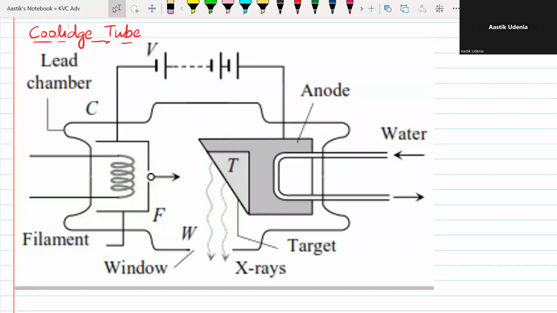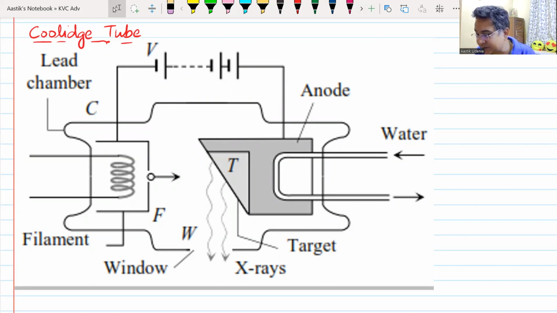Now these X-rays are produced in what we call the Coolidge tube. This is what a Coolidge tube looks like. I'll try to explain what the Coolidge tube is. You draw it patiently so that you understand. No one is going to ask you the diagram, but it's important to understand the diagram because 90% of the questions on X-rays are based on this diagram.